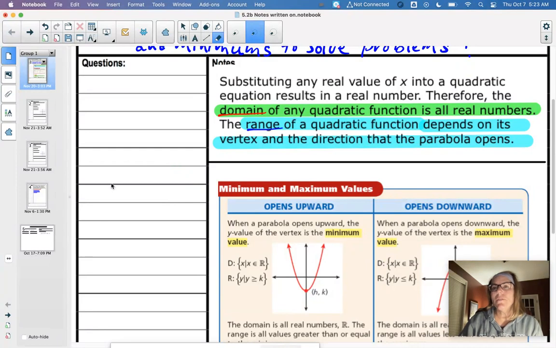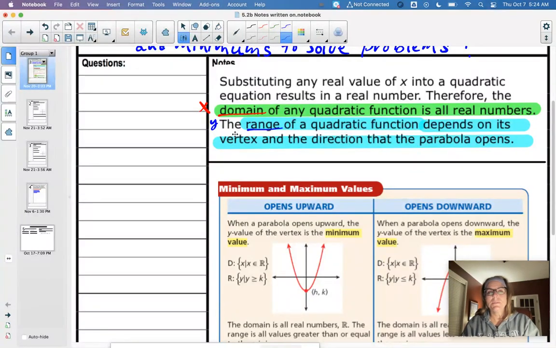Substituting any real value of x into a quadratic equation results in a real number. Therefore, and I highlighted this, the domain, so think about it this way: the domain goes with the x's and the range goes with the y's. So the domain of any quadratic function is all real numbers because it doesn't matter. You can use any x you want and it will work. However, the range of a quadratic function depends on its vertex and the direction that the parabola opens.